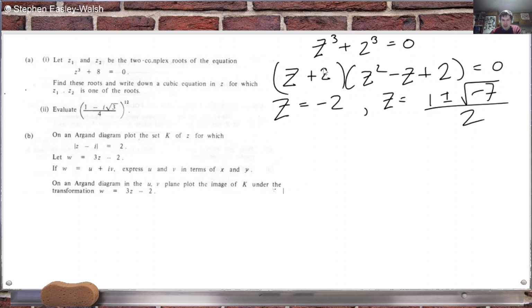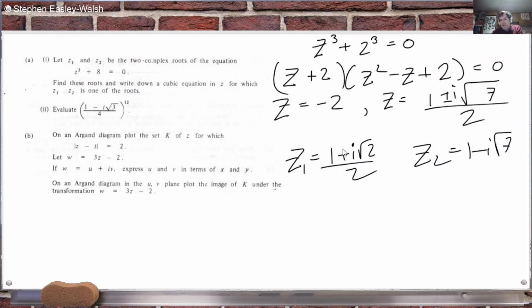So 7i, I think, with a root, sorry, 1 minus 8, yeah. Okay, so yeah, we just want the complex roots. So Z1 equals 1 plus i root 7 over 2, and Z2 equals 1 minus i root 7 over 2. Let's double check that. Yep.